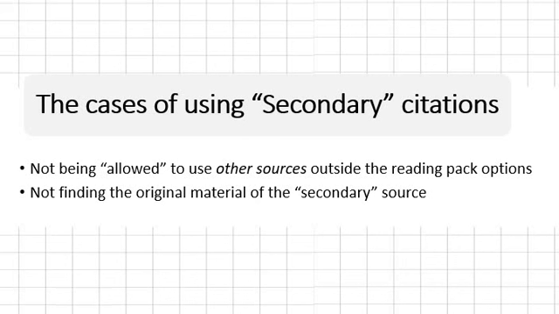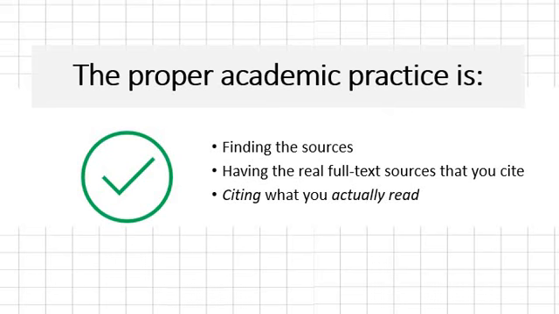But if you're doing it out of laziness, you're most likely to take full accountability for the consequences of this situation. So, the proper academic practice is generally finding the sources yourselves, having the real full texts of the sources that you cite within your papers or essays, and citing what you actually read.